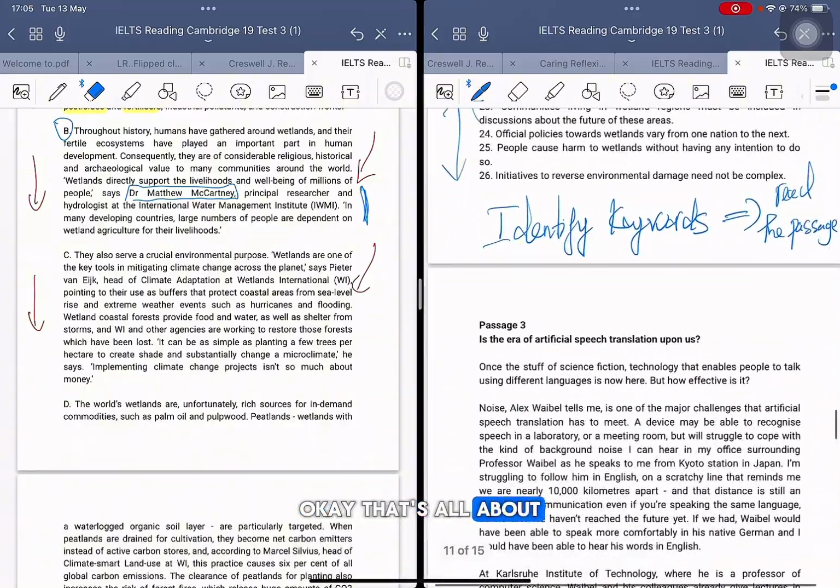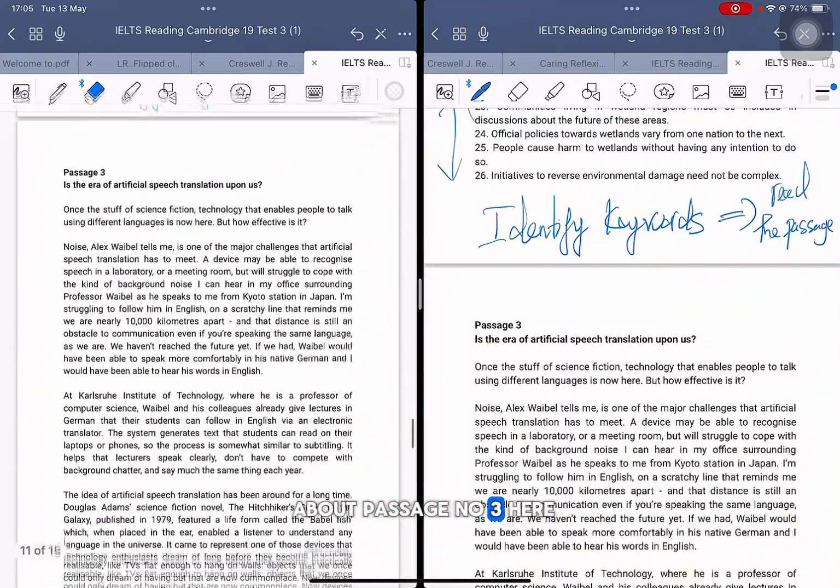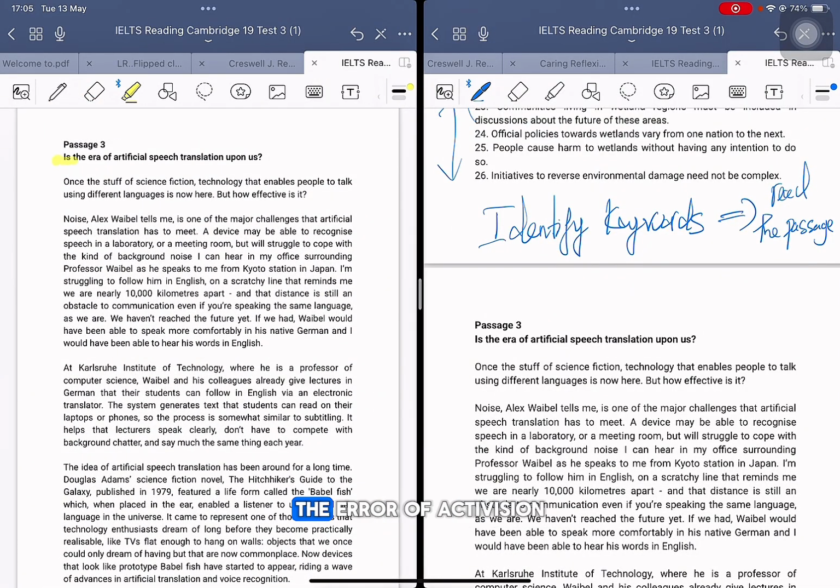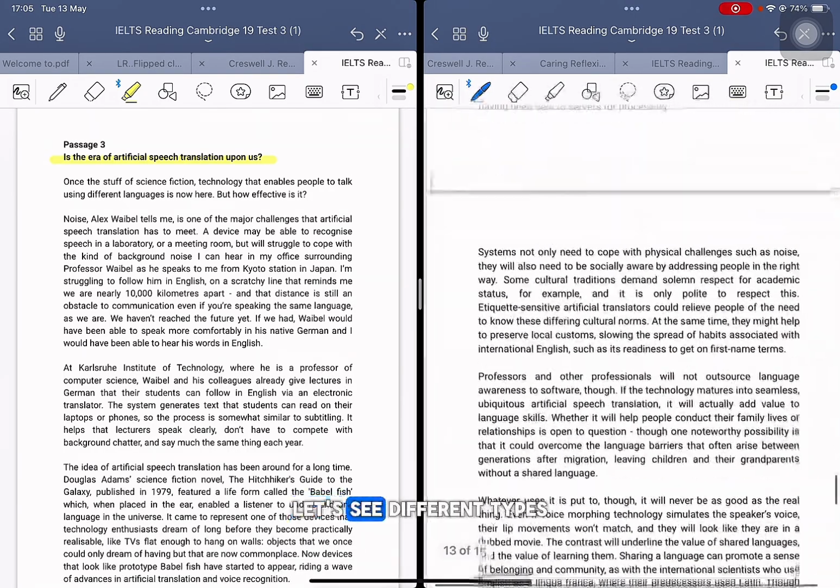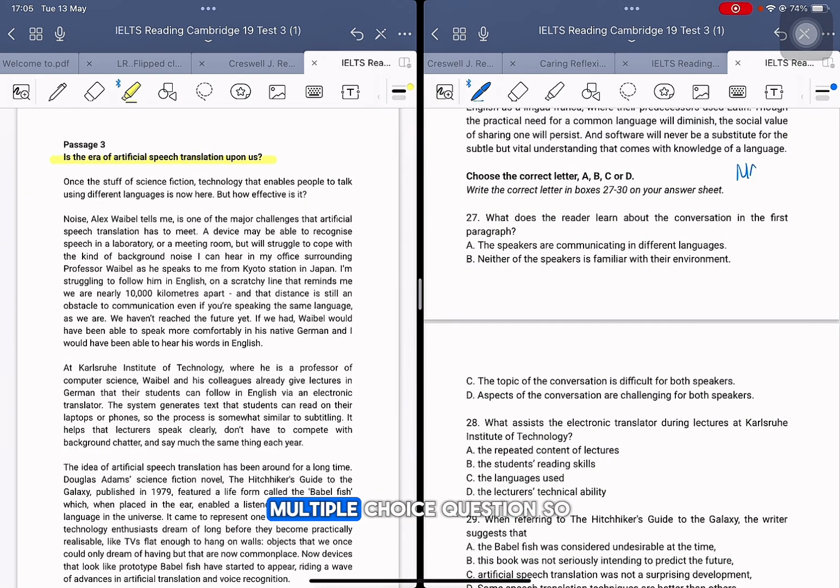Okay, that's all about passage 2, and how about passage number 3 here? The error of artificial speech translation openers. Let's see different types of questions here. So we have multiple choice question. For multiple choice question, they may ask us about some general question or overview question. They ask about main ideas, or maybe about the details, or maybe the writer's opinions or perspectives, whatever. So different types of questions here.